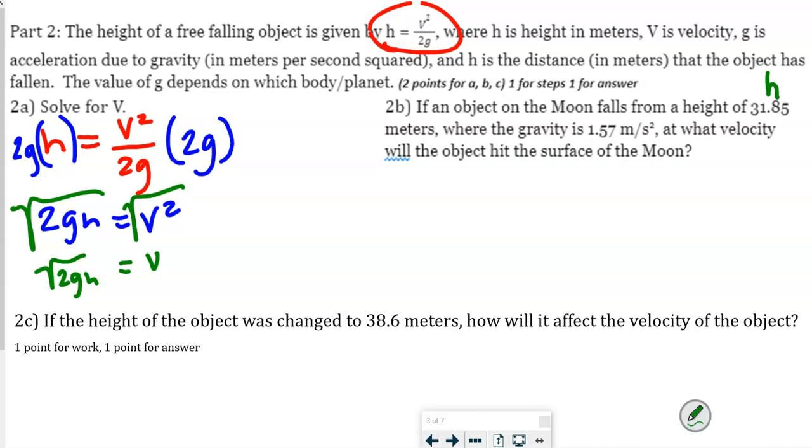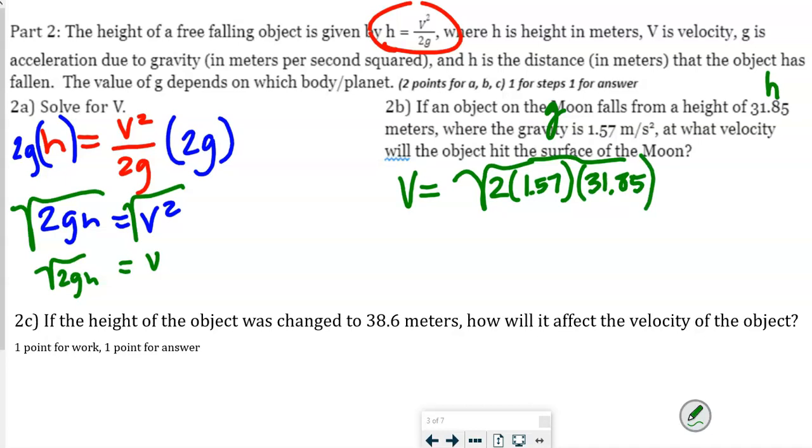Part 2b says if an object on the moon falls from a height, so this is our h, of 31.85 meters, where the gravity, and that gravity would be g, is 1.57, what is the velocity? So we're going to solve for v this time, and we're given a g and an h. So velocity is equal to the square root of 2 times gravity, which was the 1.57, times our height, which was the 31.85. So we're going to just multiply all three of those things together. And when we do that, we get that v is equal to the square root of 100.009. So obviously the velocity is going to be 10, right? Because square root of 100 is 10. And that would be meters per second.